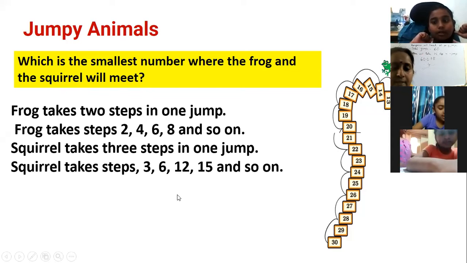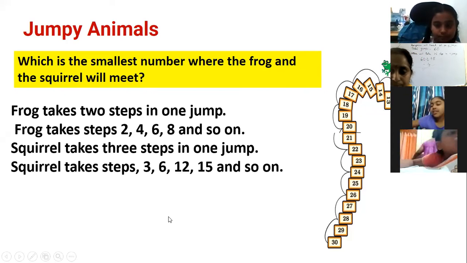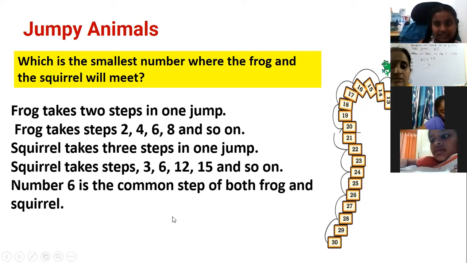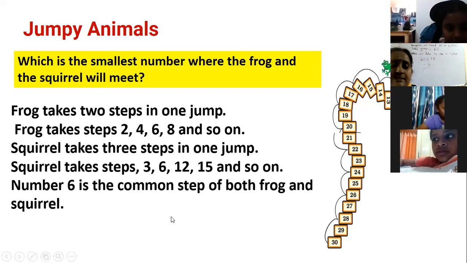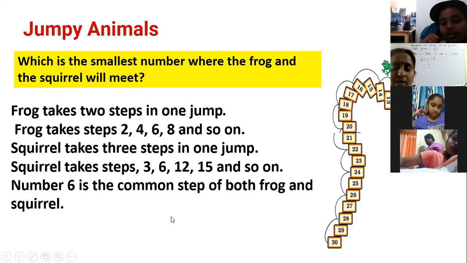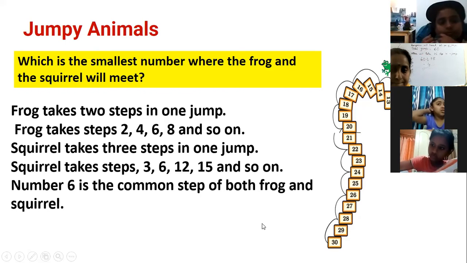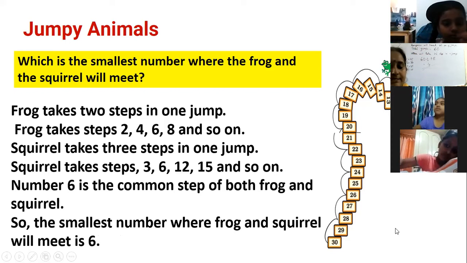So where will it be? 3, 6, 9, 12, 15 like that. What is the smallest common number which you have in these 2? Do you see? 6, ma'am. So the number 6 means the 6th step is common for both frog and squirrel. That is the least number. So the smallest number where frog and squirrel will meet is 6.